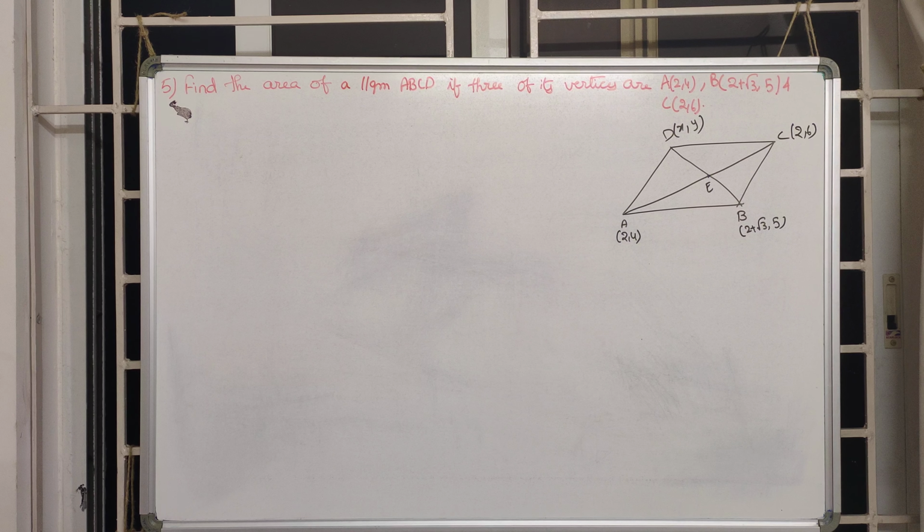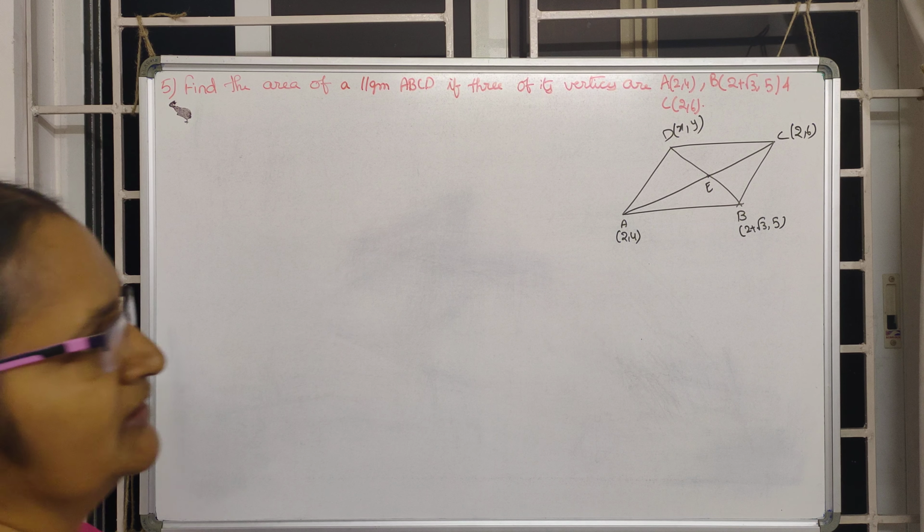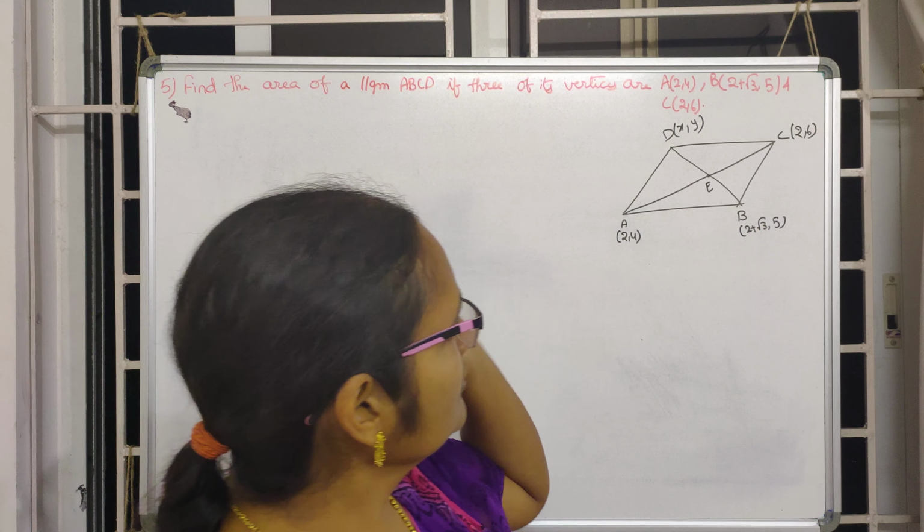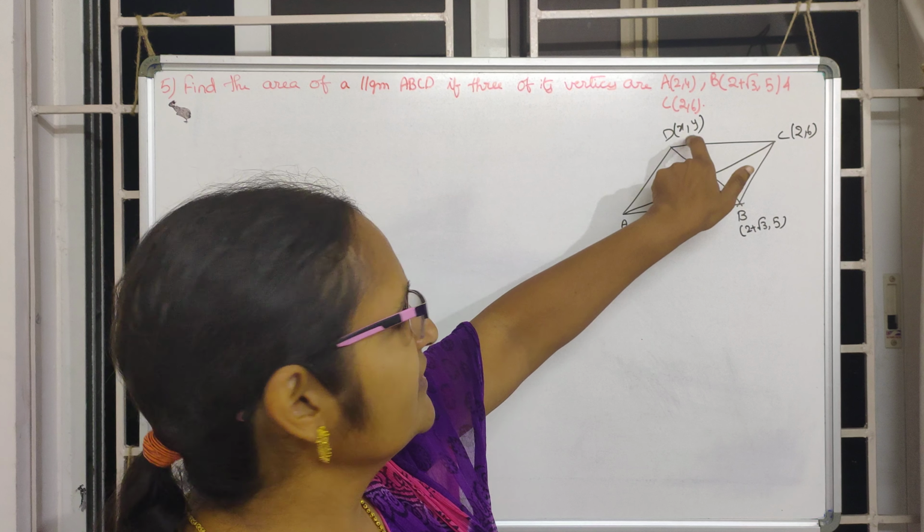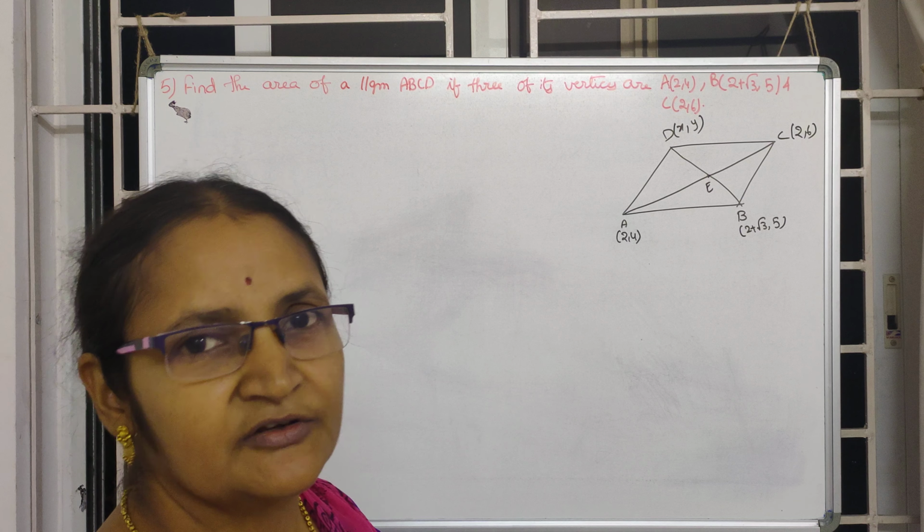Find the area of a parallelogram ABCD if three of its vertices are A(2, 4), B(2 + root 3, 5), C(2, 6). We have to find out the area of the parallelogram. To find the area of the parallelogram, we need the coordinates of D also. Coordinates of D is not given.